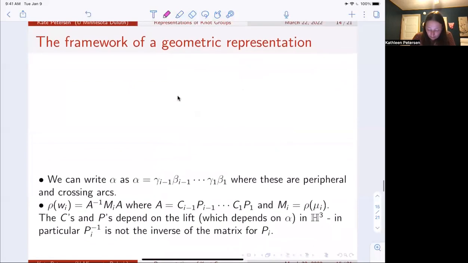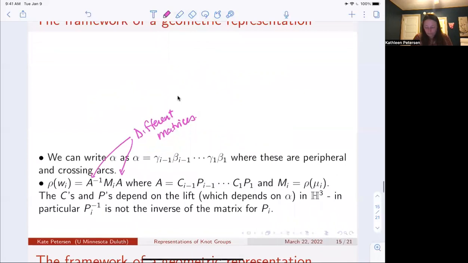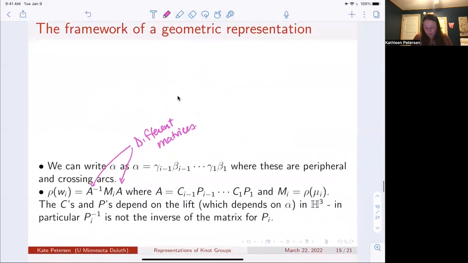Okay. So I think I wrote all of this on the other slide, although in case you're looking here, I really want to note that these are actually different matrices because of the different lifts. Okay. I wanted to say something else. Let me check.